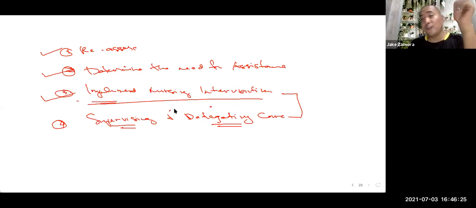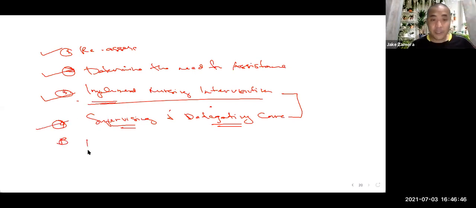Okay. Now, if you know that you have to monitor the vital signs every 2 hours, then you can already delegate that to the UAP. Di ba? So, ganun siya. So, this one goes hand in hand. When you are implementing the nursing intervention, you have to know whether you can delegate and whether you need to supervise the delivery of that nursing care.